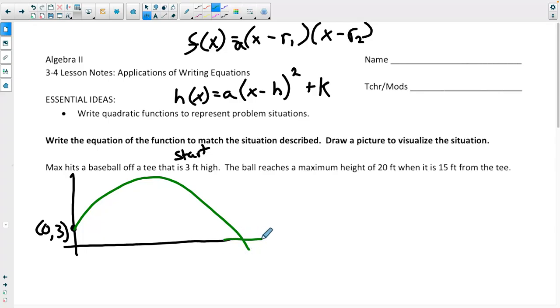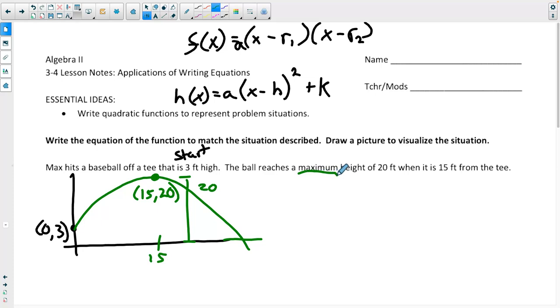And I have no idea where it lands. Okay? I don't have a grid going here. I'm not actually looking for that. I just see it has a maximum height of 20, and that happens 15 feet from the tee. So this I know is 15, and this height I know is 20. So what is important about those points? Or one of those points? 15, 20 is the vertex. So we know our vertex, and we know that because it's a maximum.